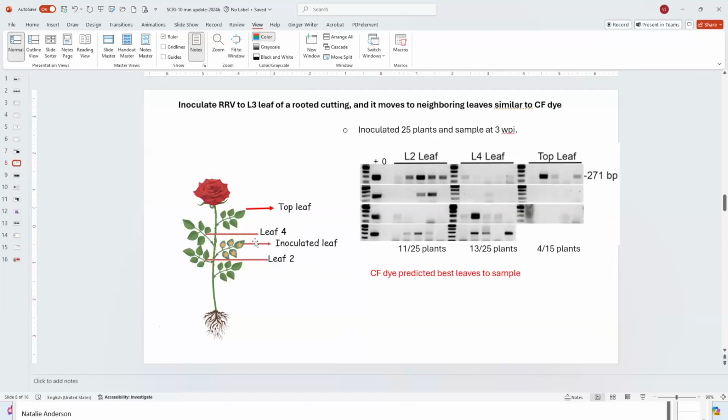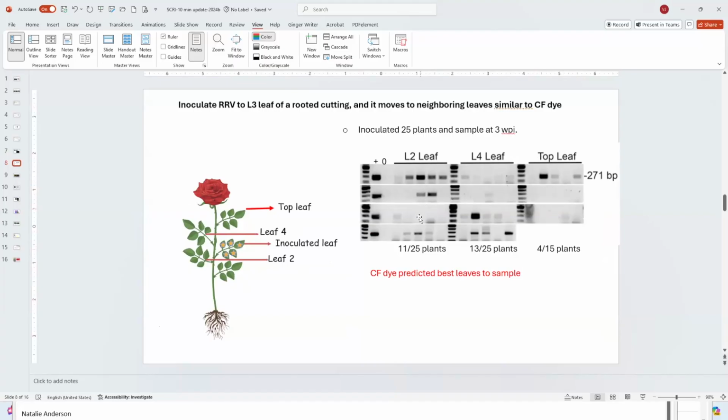We found that when we inoculate virus into a leaf, leaf 3 say, we can detect high levels of virus in leaf 2, a little bit less in leaf 4, and then also in the top leaf.